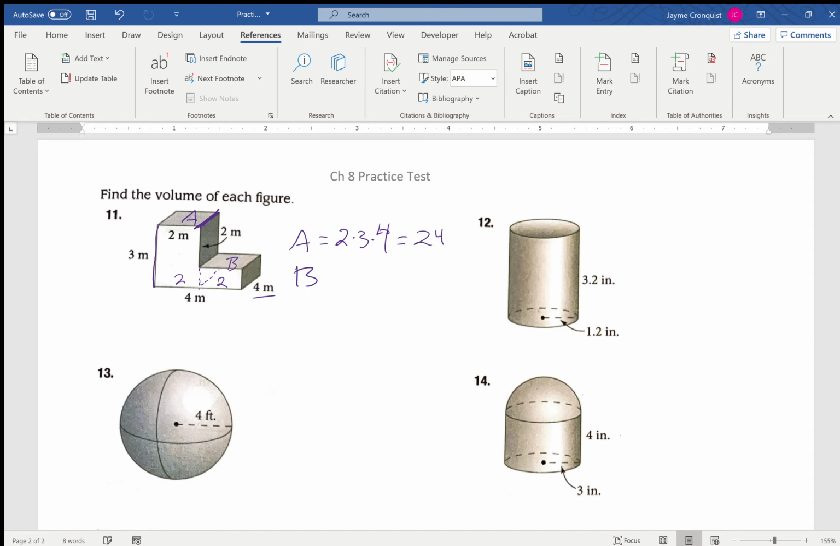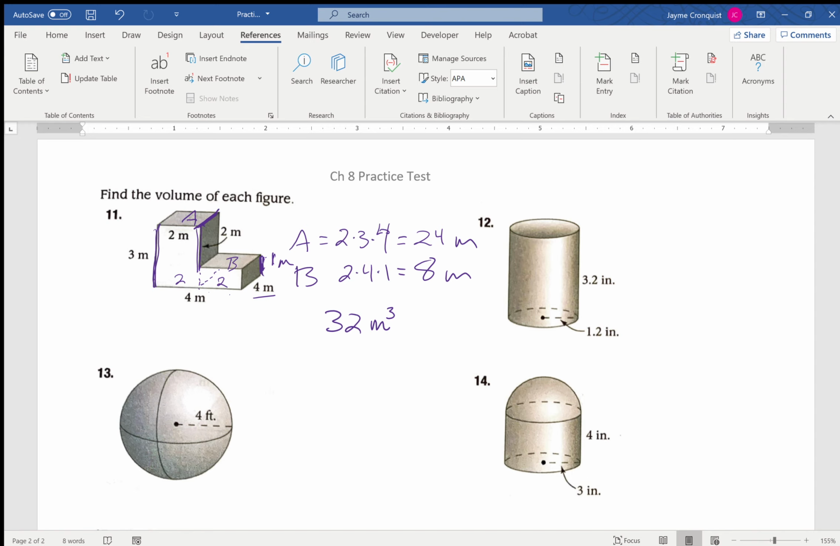Whereas B, this little tiny rectangular prism, is 2 by 4 by 1. I know the 1 because this whole length is 3. This is 2. So 3 subtract 2 is 1. That means this distance is 1 meter. So I have 2 times 4 times 1. So that's 8 meters. We add them together and we get 32. So this is cubed because it's a volume.